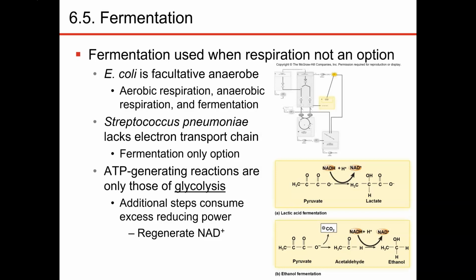Fermentation does not use an electron transport system, and it does not produce a lot of ATP. We only get a net gain of about 2 ATP because we utilize 2 ATP in the beginning of the glycolytic pathway and we gain 4 ATP at the end. So that's a net gain of 2 ATP.